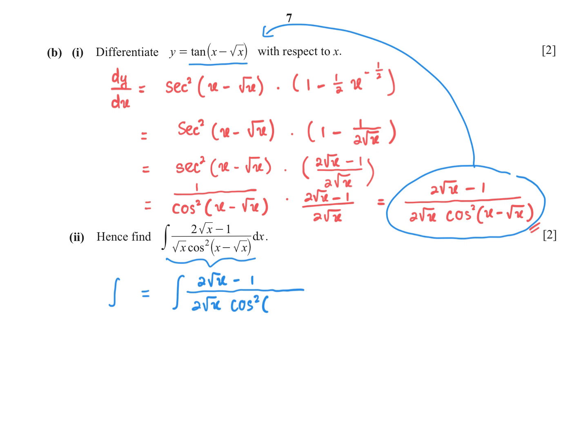I just copy from part 1 and I multiply it by 2. Why? Because the function that we want to integrate from part 2 has no coefficient 2 in the denominator. So that's why we must multiply by 2 to cancel the denominator. So finally, it's equal to 2 times (tan x minus root x) plus c.